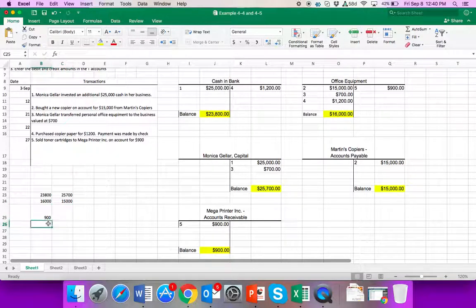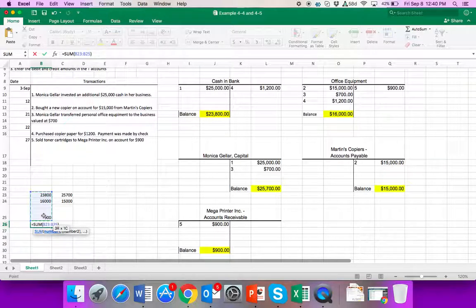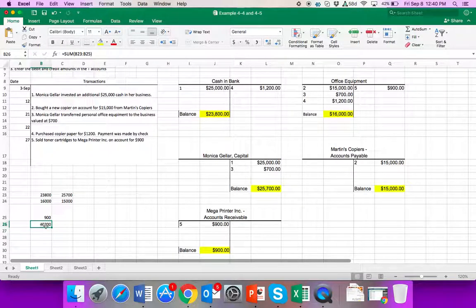Okay, so if we were to total these up, excuse me, I'm apparently struggling typing. There we go. They should equal out, meaning our debits equal our credits.